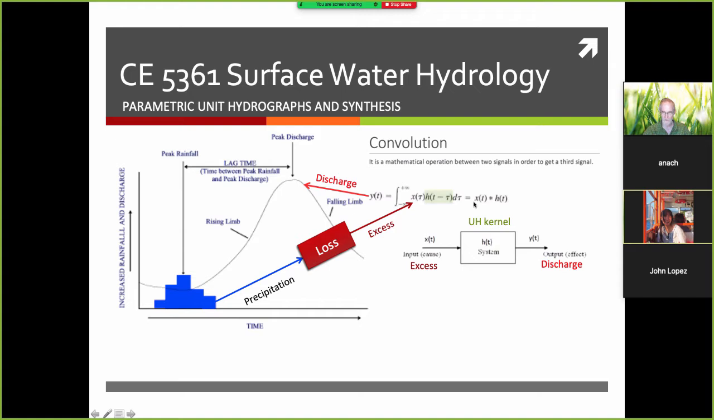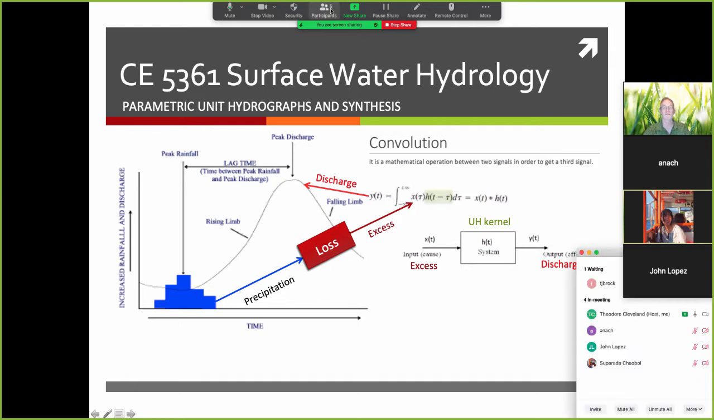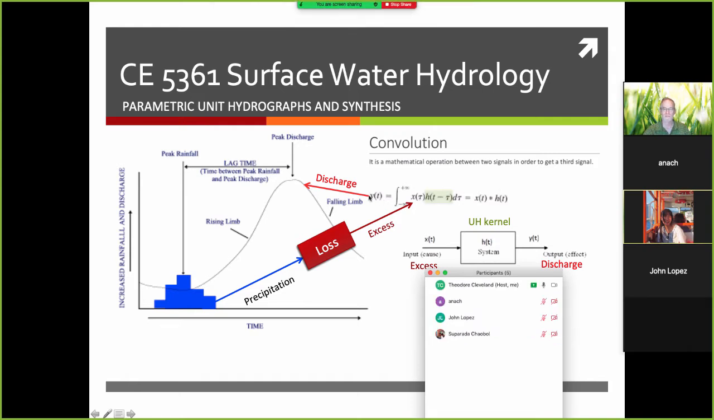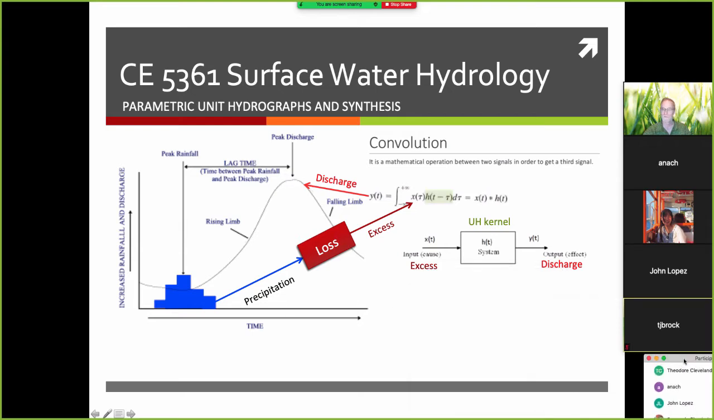One mathematical representation to write it is x of t, and this isn't the ordinary multiplicative operator, it's called the convolution operator, h of t. What comes out of that is the response function, the discharge. So precipitation goes through loss, goes through the convolution integral, and produces this discharge signal. And we're going to examine the unit hydrograph kernel.